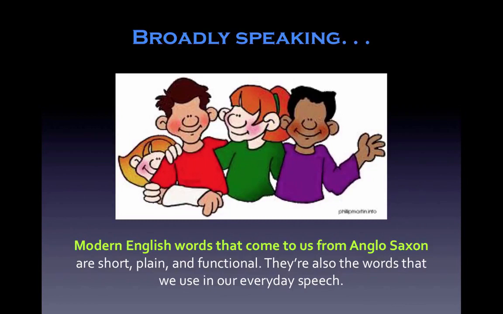Now the point is this: when you speak in everyday language, when you're hanging out with your friends in the hallway, when you're talking to your mom on the telephone, when you're sharing a joke with your sister, just talking, about 90% of the words that you use are Anglo-Saxon in origin. These words are short, they're plain, and they're functional.